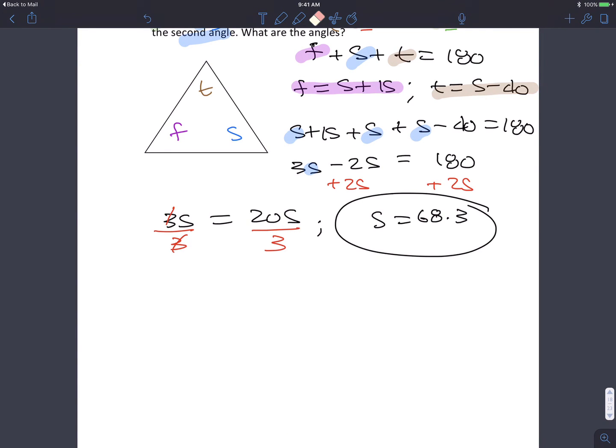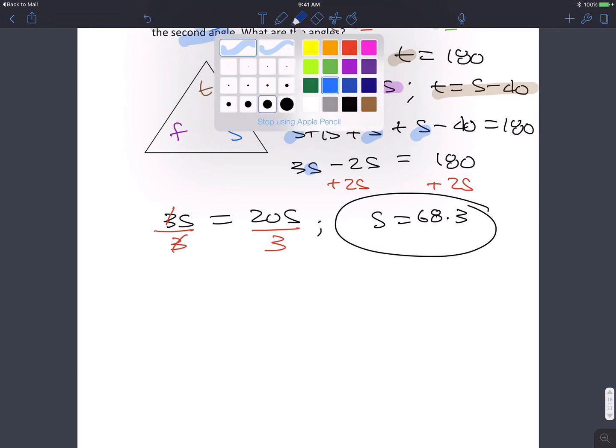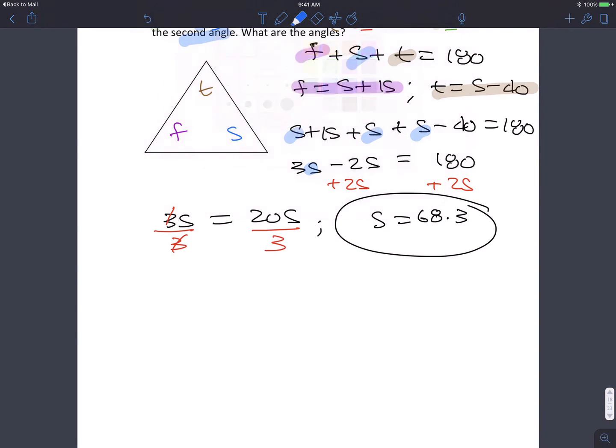Now we have to find the other angles. Now remember, this is in blue. You know, my S here, we'll use blue. S goes here, I get my first angle. S goes here, I get my third angle. So I know for my first angle, it's 68.3 plus 15, and for the third angle is going to be 68.3 minus my 40.